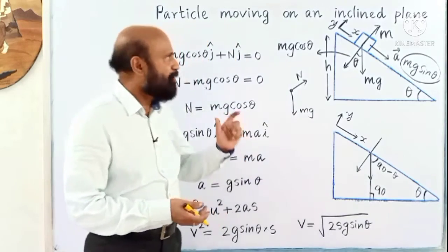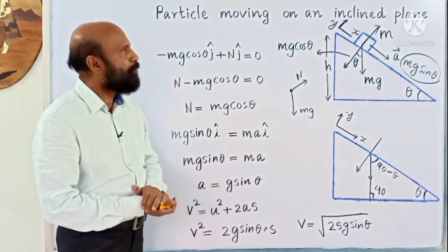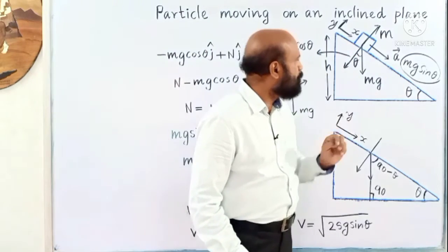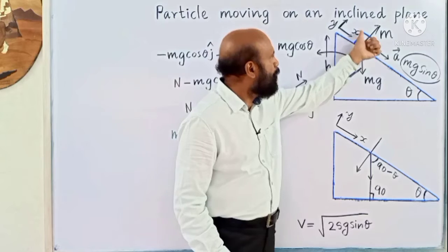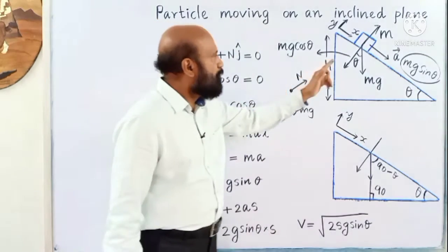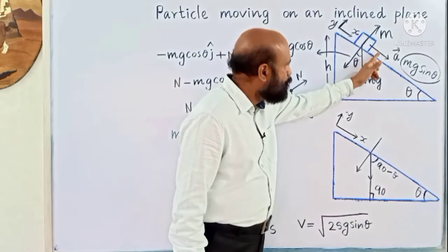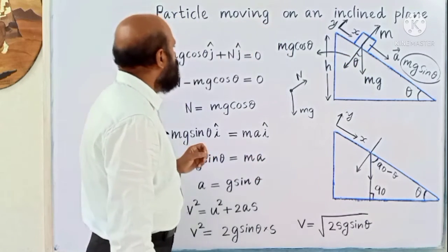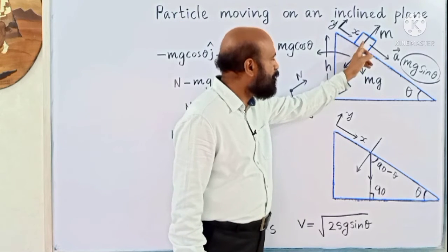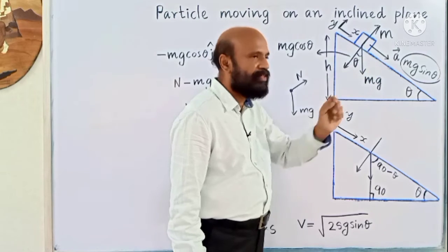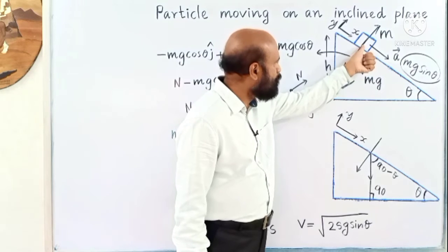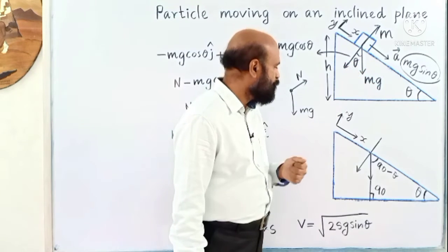In this video, let us see a particle moving on an inclined plane. Here there is an inclined plane and we keep a particle object on it. Then it will be moving down. Its weight is acting in the downward direction. Acceleration due to gravity is g, so mass into acceleration due to gravity, mg, is acting along this direction.